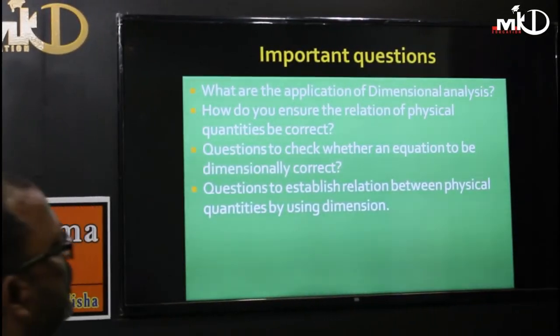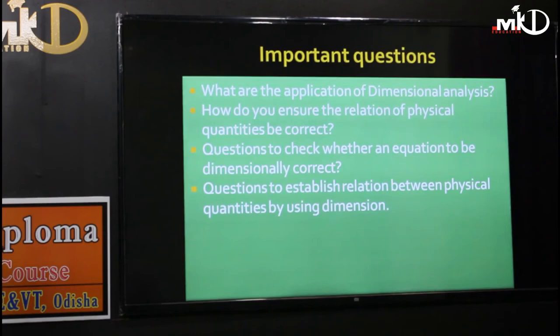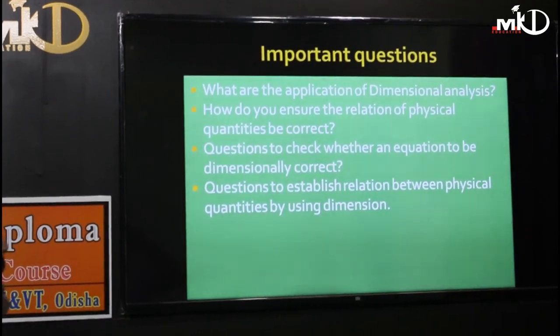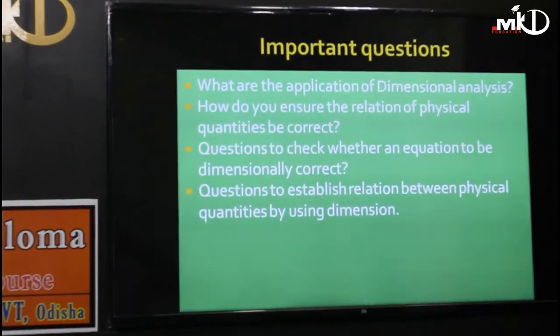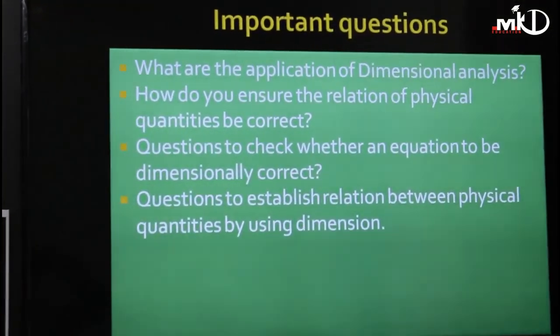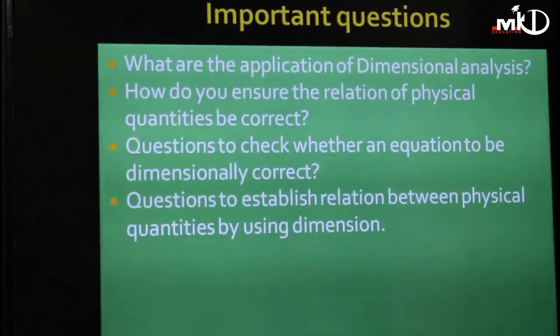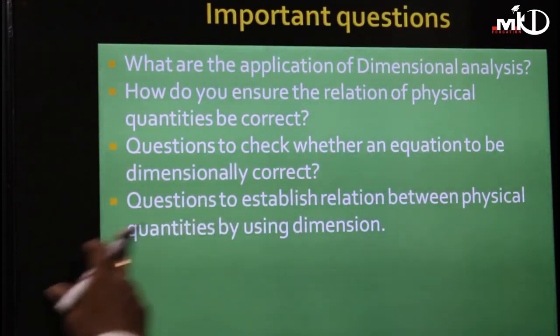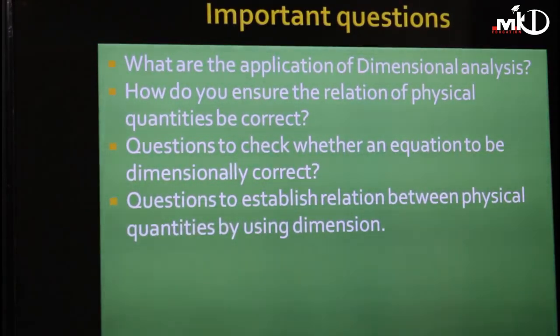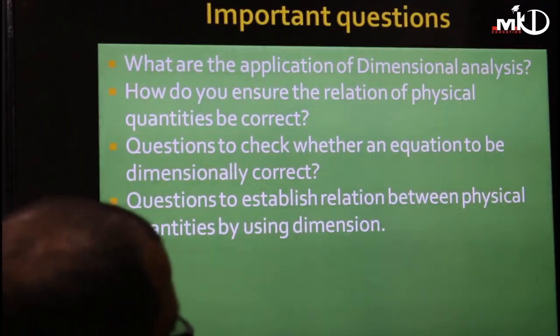So an important question: what are the applications of dimensional analysis? You refer to the manual as well as my teaching. Next, how do you ensure that a relation of physical quantities is correct? That means by applying the principle of homogeneity, whether LHS or RHS, you will refer. The question to check whether the equation's dimensions are correct, you refer, I have already stated it. And the question to establish the relation between physical quantity and the dimensions.